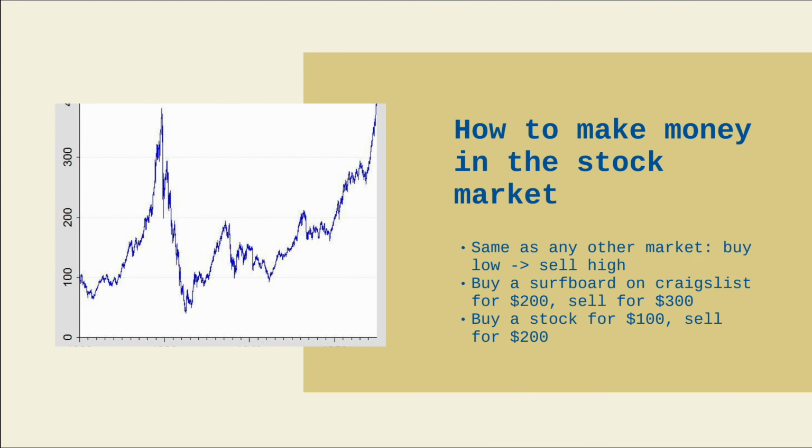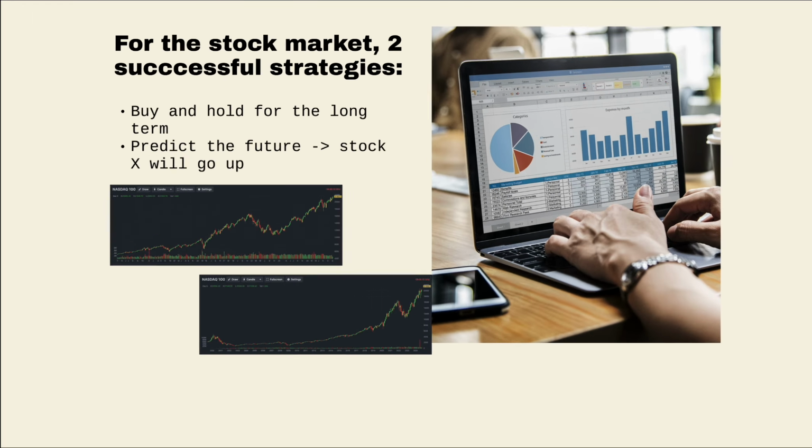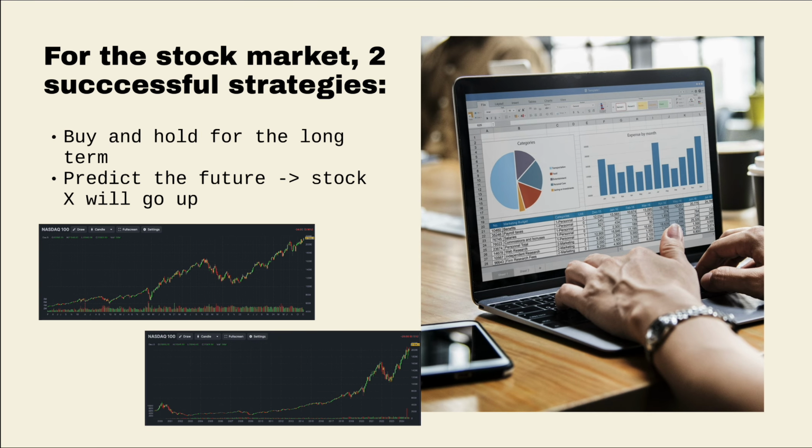So how do you make money in the stock market? You make money in the stock market the same way you make money anywhere else. You buy low, you sell high. You buy a surfboard for $200, you sell it for $300. You buy a stock for $100, you sell it for $200. For the stock market, there are two successful strategies.